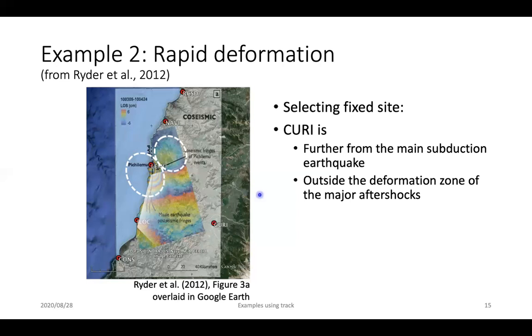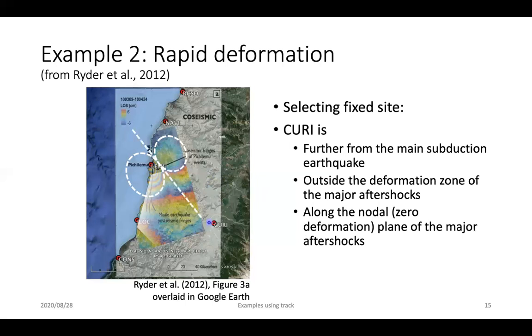And furthermore, luckily, CURY actually lies on the nodal plane of those aftershock fault planes. So the aftershocks occurred on fault planes that were approximately in this direction, which means most of the deformation will be seen in this direction, since they were normal faulting earthquakes. And so the advantage of being on the nodal plane or along strike is that there's very little deformation in that nodal plane area.